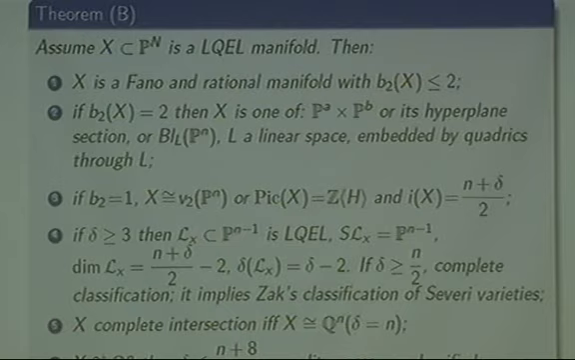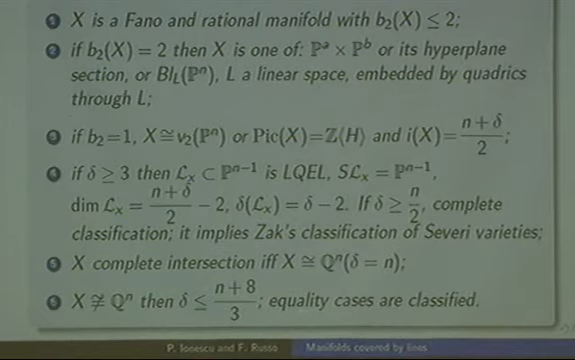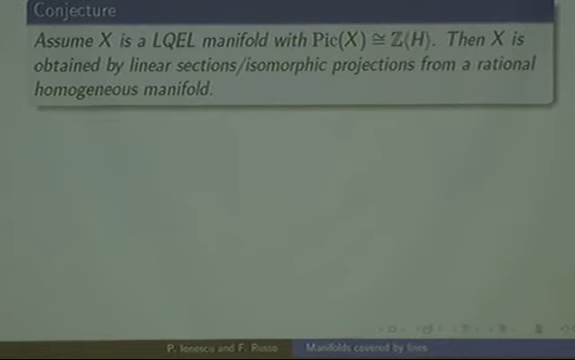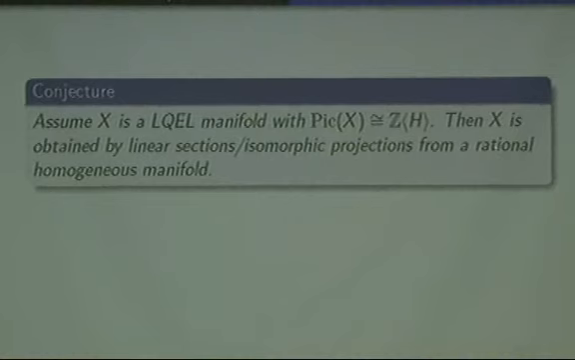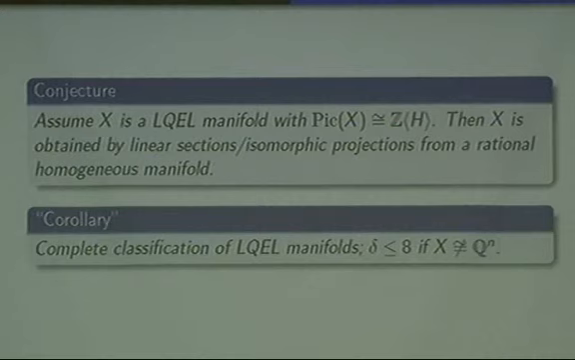Moreover, if X is not a quadric, then there is this natural bound. You'll see why I said natural. And equality cases can be classified. Okay. Now, this is a conjecture which, if true, should close the subject. So we hope that all examples can be obtained by starting from rational homogeneous manifolds and then performing linear sections and isomorphic projections. These are completely classified, and if this conjecture holds, then you'll get as a consequence a complete classification of these LQEL varieties. And moreover, at least in this particular case, we shall see that unless X is a quadric, delta is at most 8, which probably will explain something.